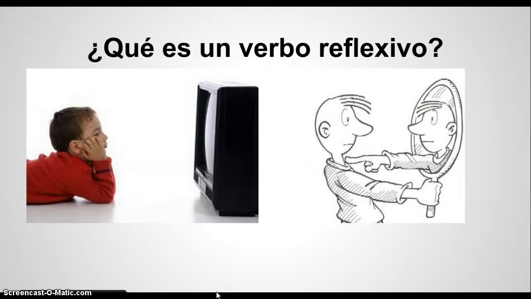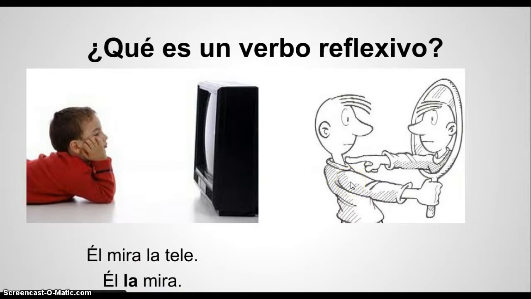Primero, ¿qué es un verbo reflexivo? What is a reflexive verb? So here we've got two pictures. On the left, él mira la tele. So he watches TV. The action is being received by the TV, so we're going to replace la tele with la. Él la mira. He watches it. So this is an object pronoun which receives the action of the verb or is being verbed.